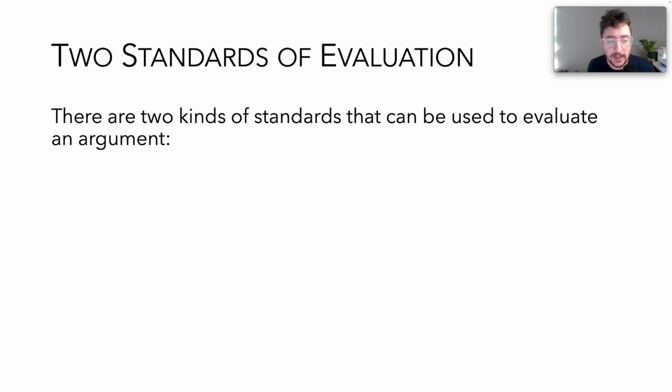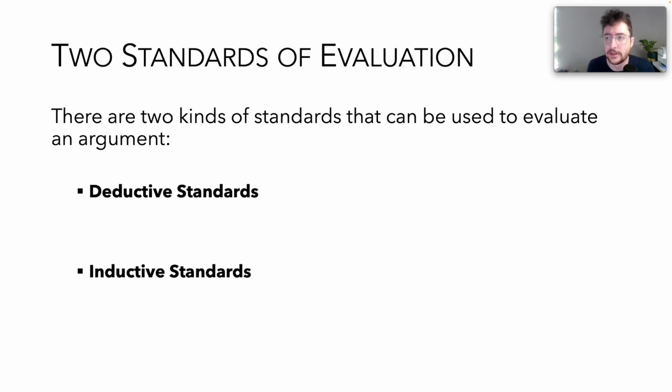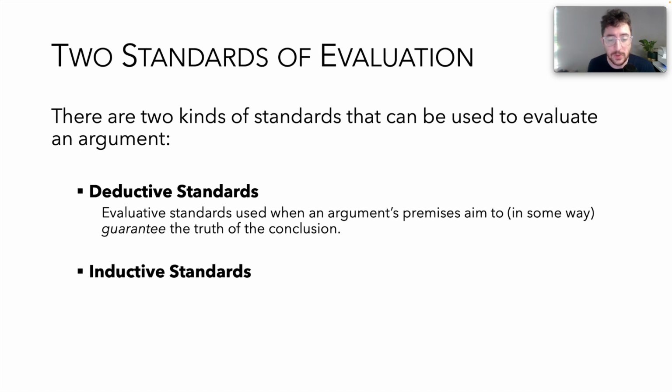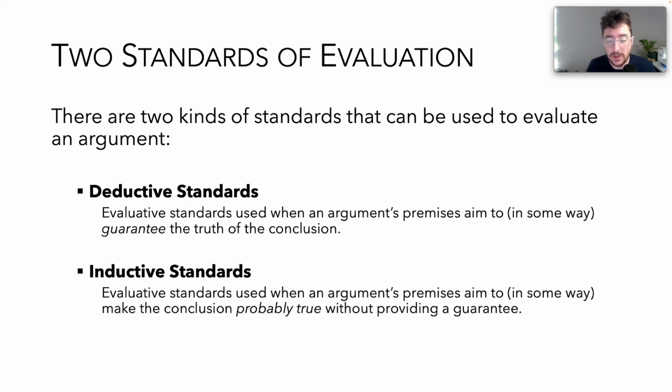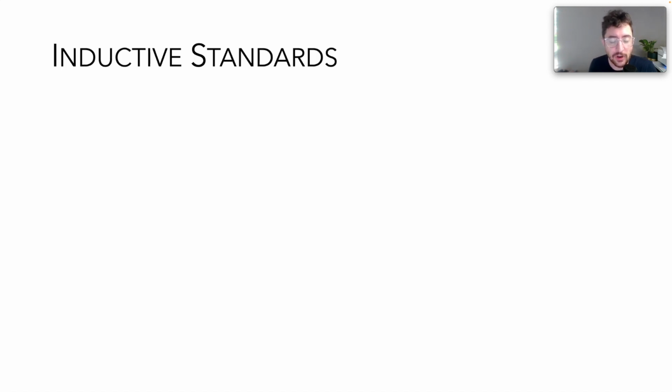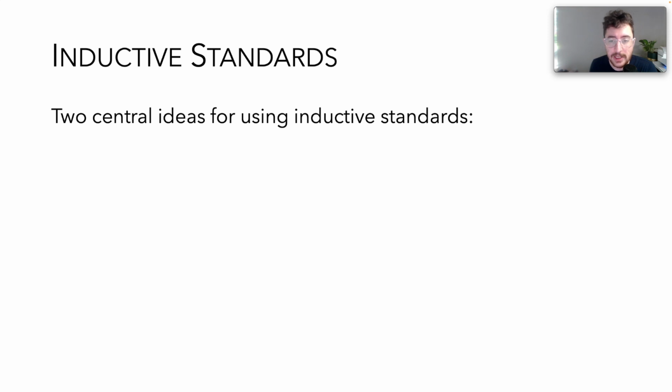So remember, there are two kinds of standards. There are deductive standards and inductive standards. Deductive standards are the standards we use when an argument's premises aim to, in some way, guarantee the truth of the conclusion. Inductive standards are evaluative standards we use when the argument's premises aim to, in some way, make the conclusion probably true. This is what happens in that popcorn argument. The premise, the fact that she's asked for popcorn every other time in the past, isn't meant to guarantee that she'll ask next time, but it does seem to give pretty good reason to think that that's at least likely what she would do.